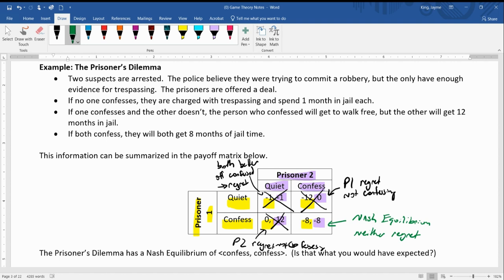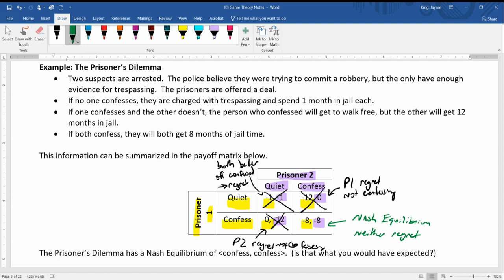So sitting here in this instance where you're both ending up in jail for 8 months, at least you're not sitting there going, man, if only I just confessed instead, right? Because if they had chosen to do that, they would have ended up with more jail time. So I'm sorry, kept quiet instead, right? If they'd chosen to keep quiet instead, they would have ended up with more jail time.